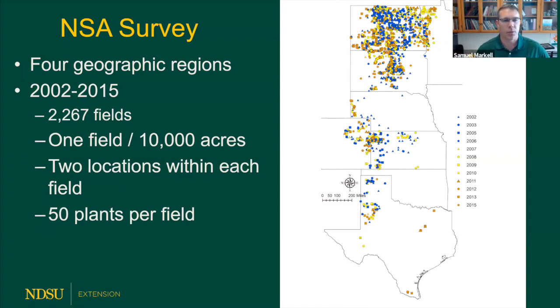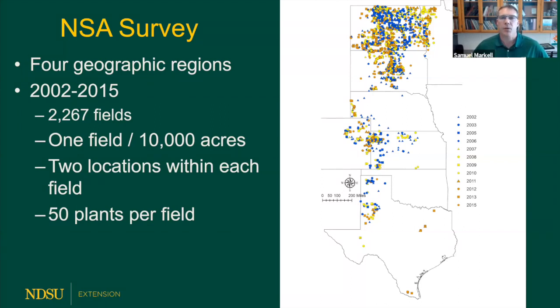So I'm going to first share with you what we found between 2002 and 2015. The map here shows the locations where the survey occurred, by year. So you can see the survey follows the acreage. The most points are in the Dakotas, with fewer points in Texas and the High Plains states.